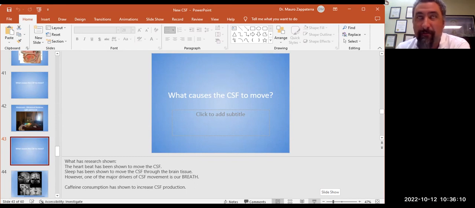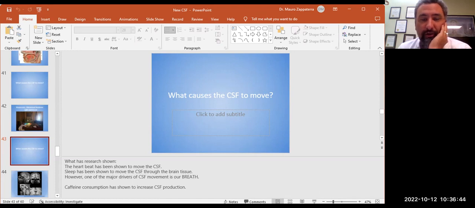So this is where you can probably get the CSF to move and pulsate during massage, during an osteopathic cranial session, during a craniosacral session, whatever it might be. Anything that causes you to go into a state of great rest and relaxation. A meditation could cause your cerebrospinal fluid to move.